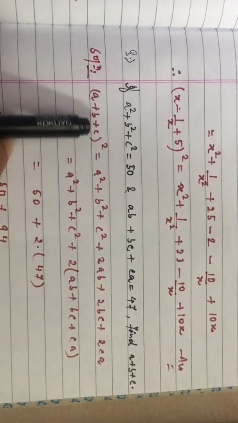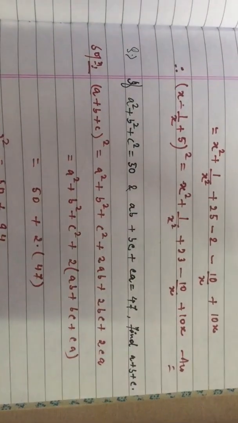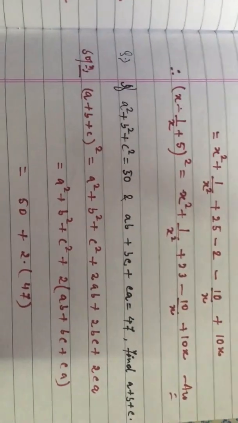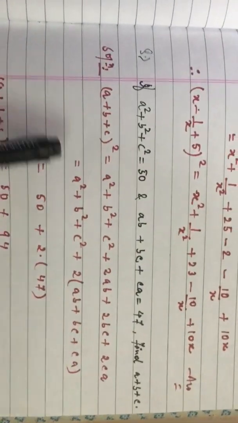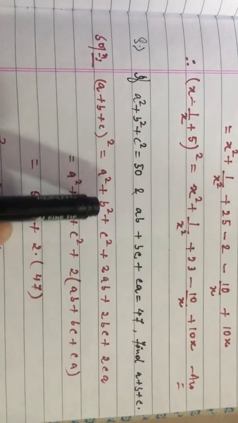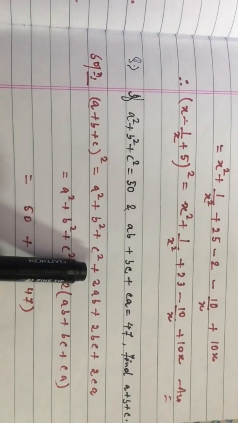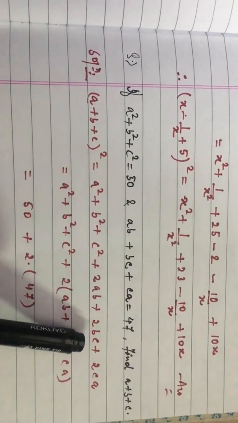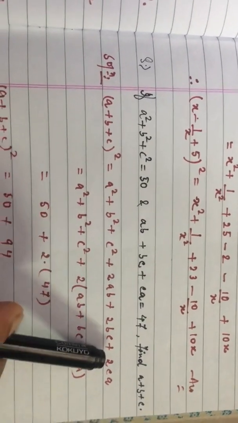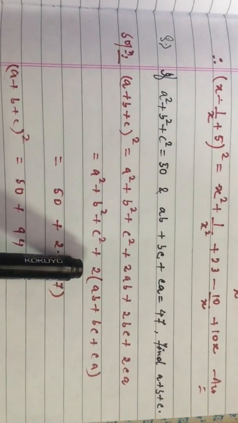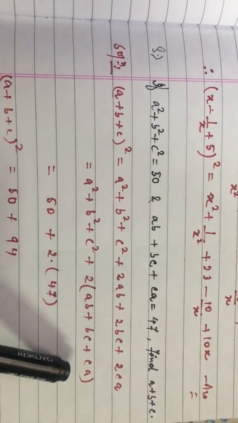I've written the formula. It's the same fundamental and basic formula, a plus b plus c whole square. I think you should know that it is a square plus b square plus c square plus 2ab plus 2bc plus 2ac. The first three terms are written the same. In the last three terms, 2 is common, taking 2 as common, ab plus bc plus ca.